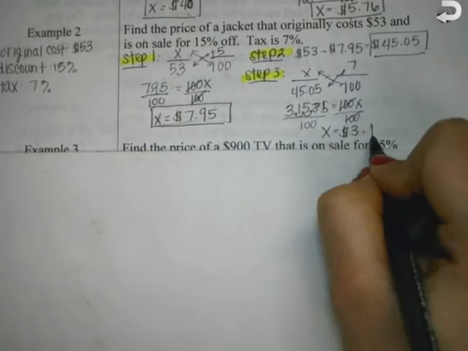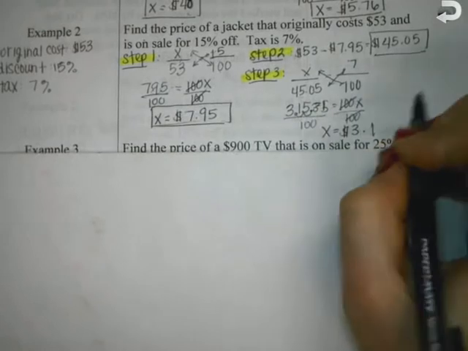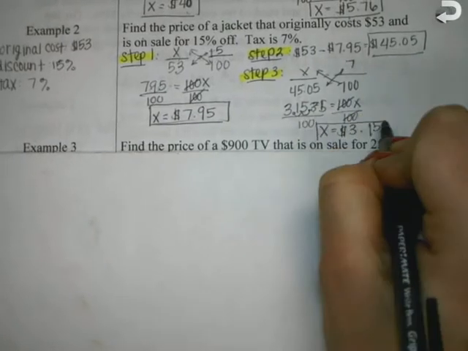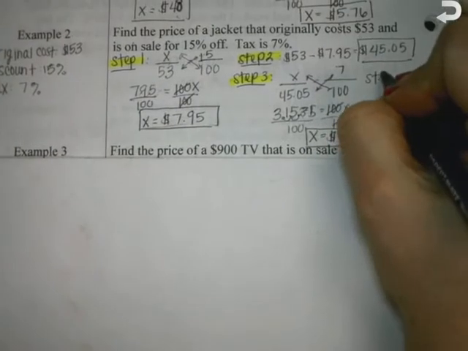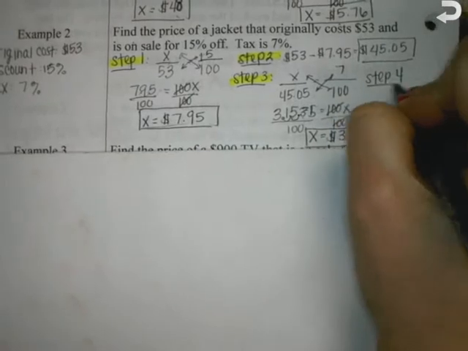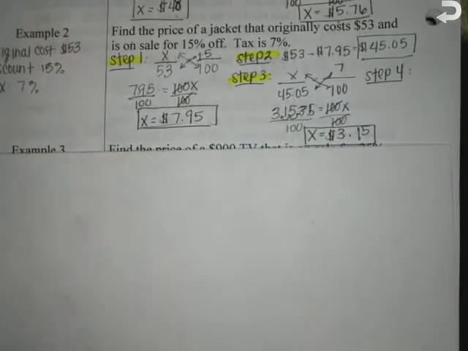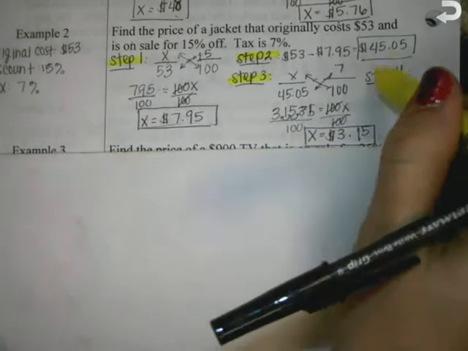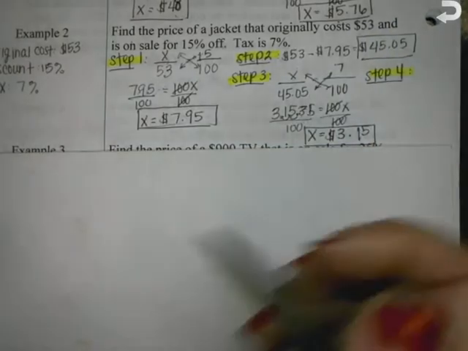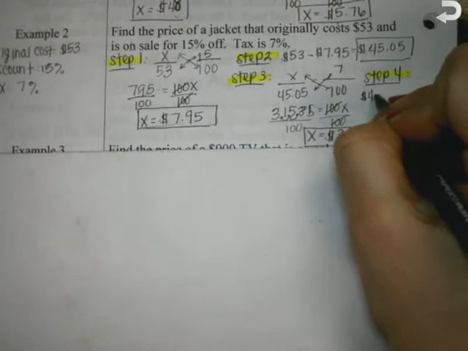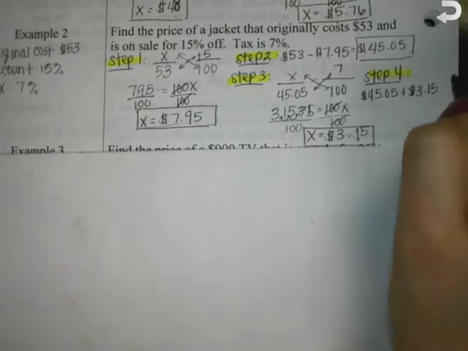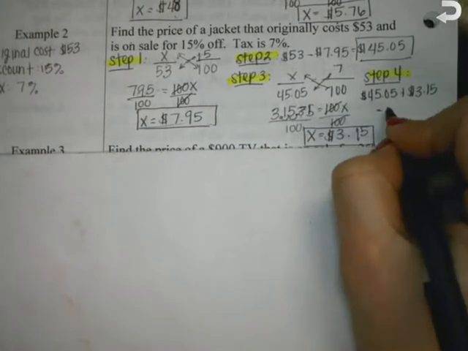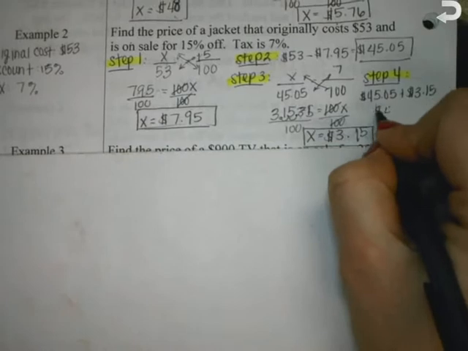So for step 4, what do I need to do? I need to add it to the discounted price. So I add 45.05 plus 3.15. That's going to give me $48.20, and that is my answer. So I end up paying $48.20.